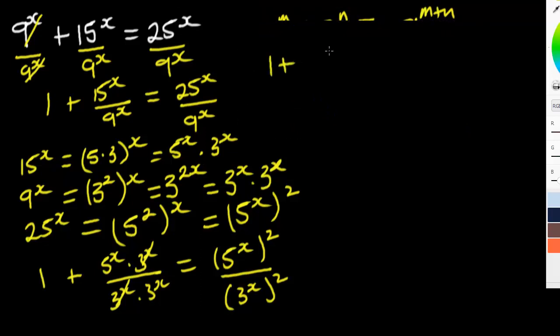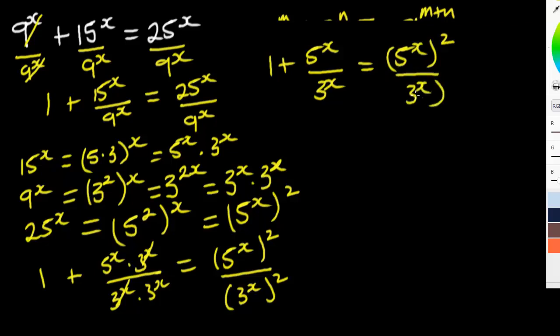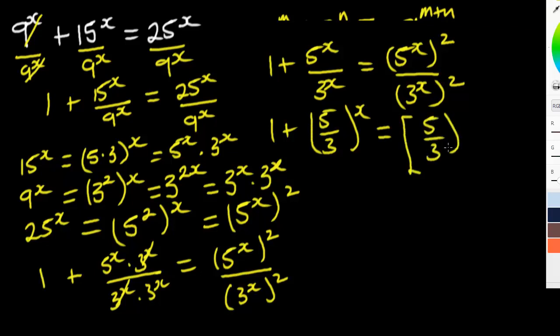1 plus 5 exponent x over 3 exponent x is equal to 5 exponent x squared all over 3 exponent x squared. Now we can rewrite this as 5 over 3 all exponent x to be equal to, then we can also rewrite this as 5 over 3 all exponent x all squared.